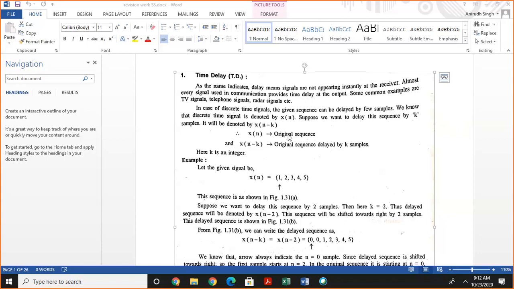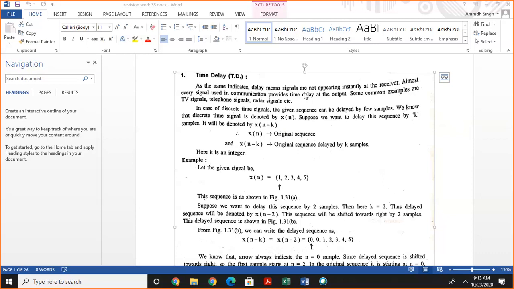Today we will revise Unit 1, Unit 2, and Unit 3, which is the syllabus for the first midterm. Yes, ma'am. First, time delay. Time delay, we know that delay means signals are not appearing instantly at the receiver.